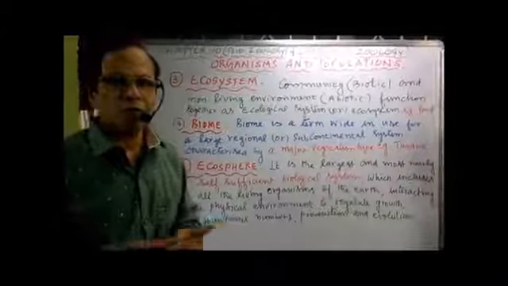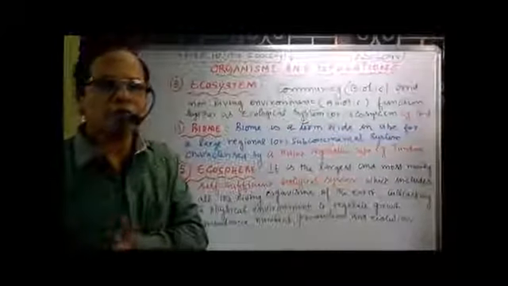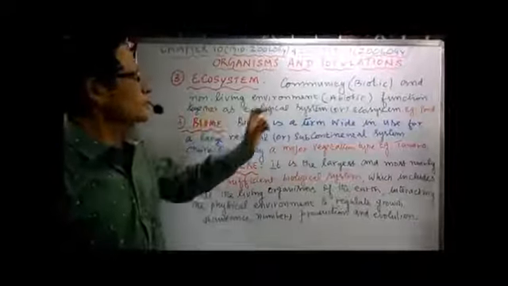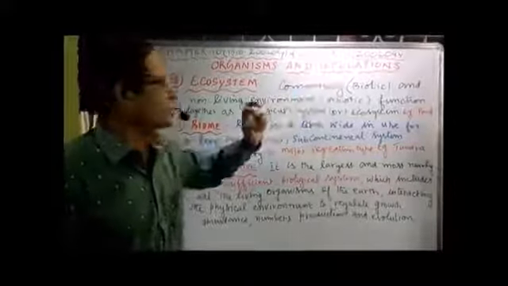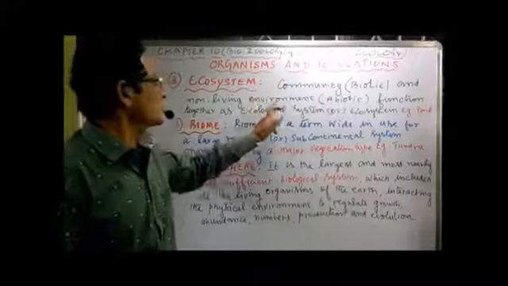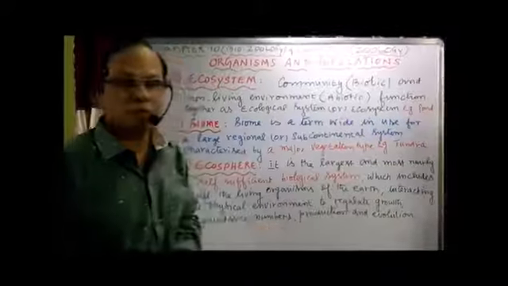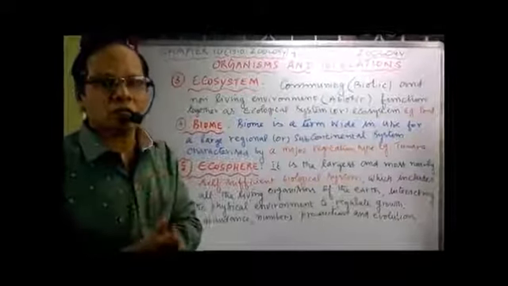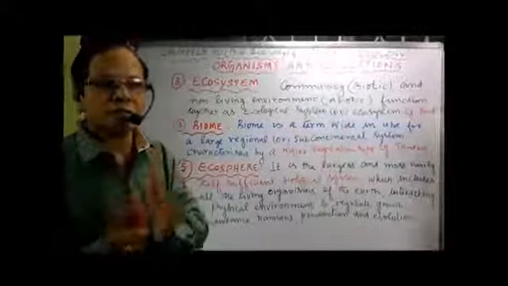So in that one we have the living organisms plus the non-living components, and that is called ecosystem. So community and a non-living environment. The community forms the biotic environment, and we have the non-living environment, the abiotic factors, which function together as an ecosystem or ecological unit, or we can say ecological system.